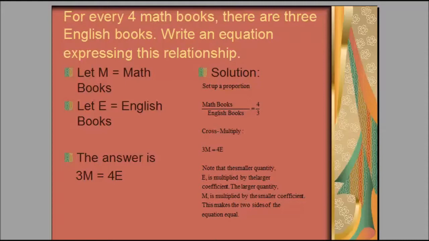Here's a question that involves 2 numbers. For every 4 math books, there are 3 English books. Write an equation expressing this relationship where M equals math books and E equals English books. Perhaps the easiest way is to set up a proportion where math books over English books equals the number of math books over the number of English books. Cross-multiplying gives us 3M equals 4E. Note that the smaller quantity E is multiplied by the larger coefficient, and the larger quantity M is multiplied by the smaller coefficient. This makes the 2 sides of the equation equal.